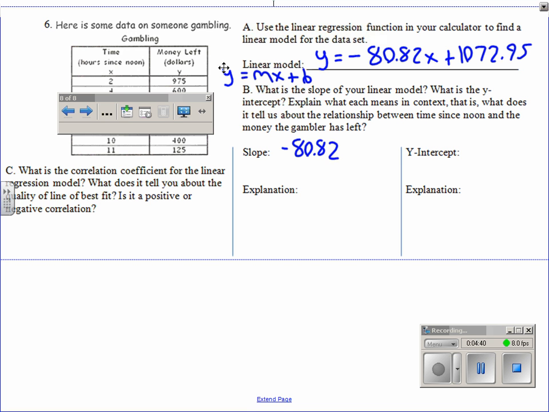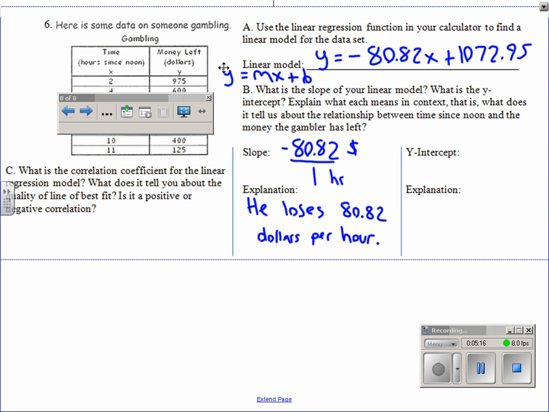So we need to consider that the denominator of this is 1. Now the numerator represents change in y, so that's negative 80.82. Our y variable is money, so that's measured in dollars divided by 1. And our x variable, 1, change in x, 1 hour. So the explanation is that he loses, because it's negative 80.82, he loses $80.82 per hour. That's not very good.